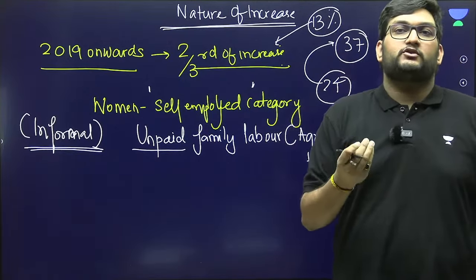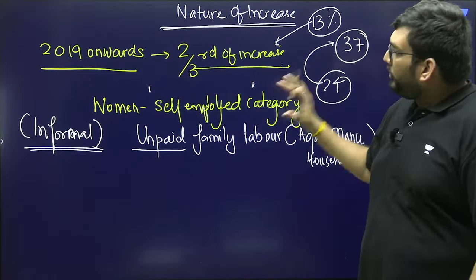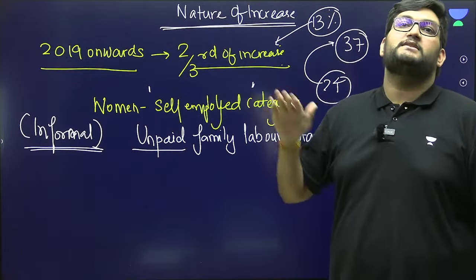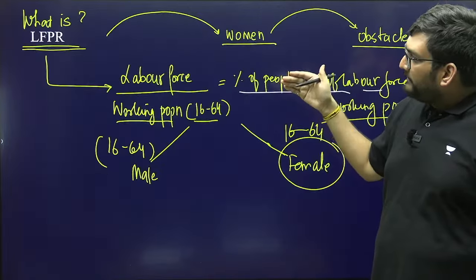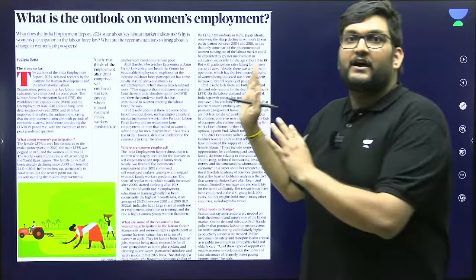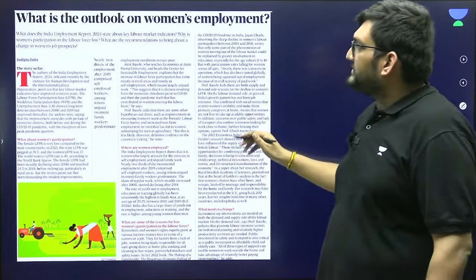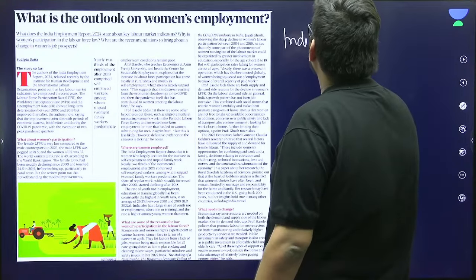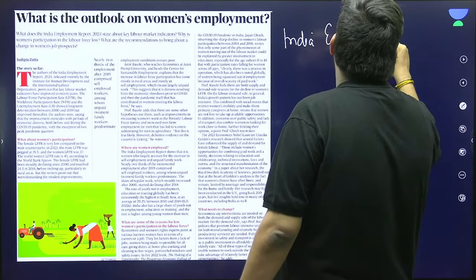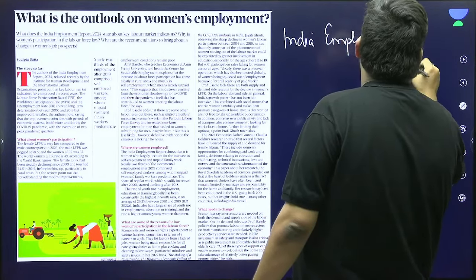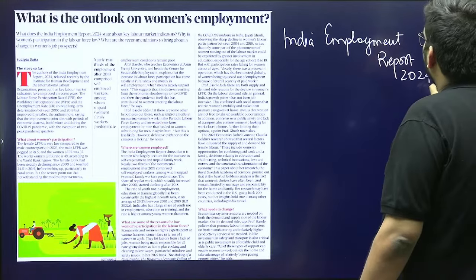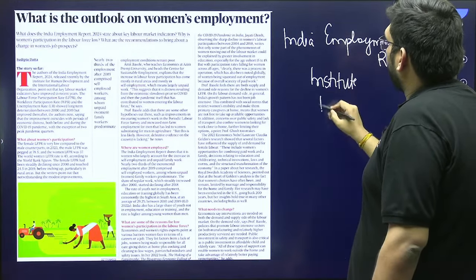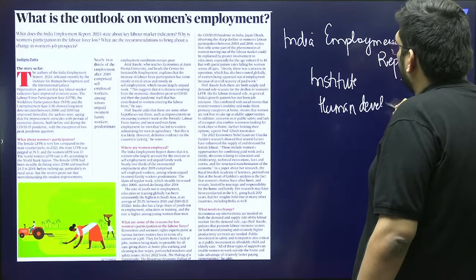So this is the core issue which this article points out, that the unpaid family labor sector has increased, and 2/3 of the increase is with regards to that. Now, when we talk about this article, this is the first part of the article, where till this point it is trying to establish what the problem is. And this is based on the India Employment Report of 2024, which has been released by the Institute for Human Development along with the ILO.